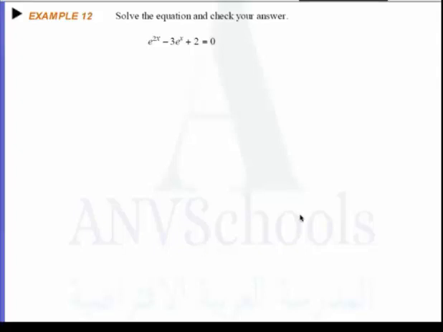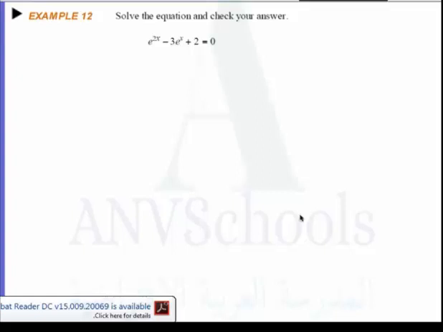We go to example number 12. Solve the equation and check your answer. e raised to 2x minus 3 e raised to x plus 2 is equal to 0. So this type of equation involves e as a certain base raised to certain exponents, 2x and x.